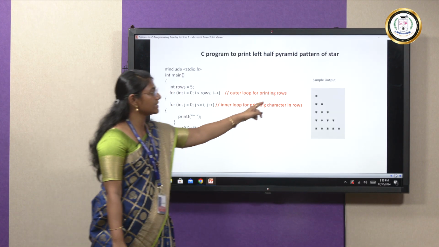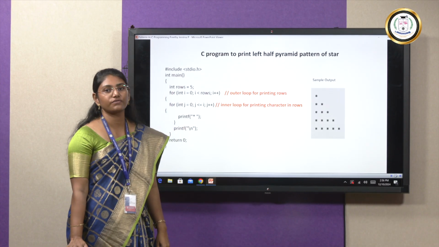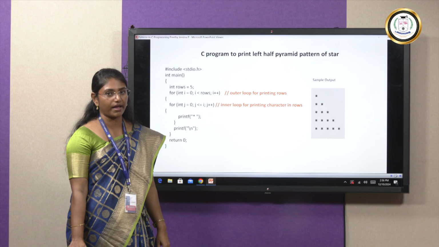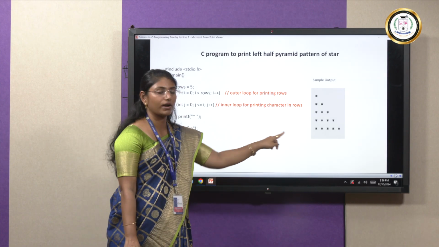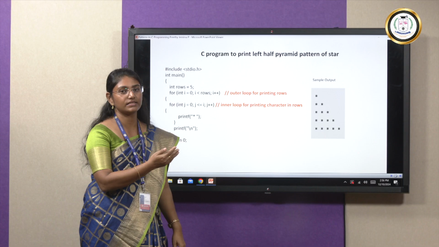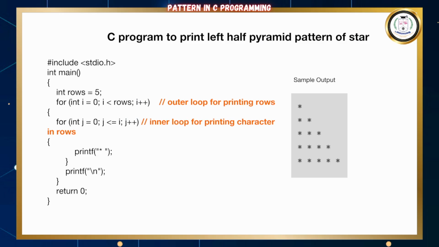So first see this output. You can see that it is nothing but a 5 cross 5 matrix. As we have already discussed, in this 5 cross 5 matrix, the left side is only forming a pyramid and the right half you can see has been filled with empty spaces. Okay. So int i = 0. This is what I told you. First one is the initialization.